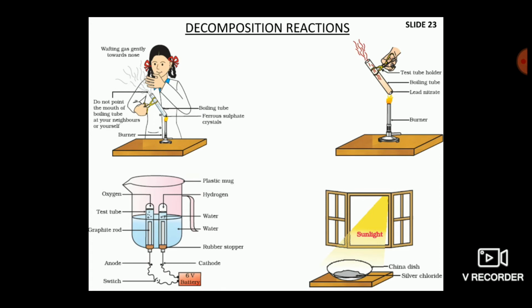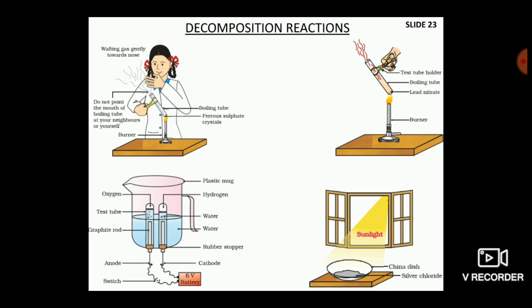Third figure depicts decomposition of water using electricity. Electrolysis of water. The apparatus setup is as shown in the figure. In the figure, we can find a plastic mug with two graphite electrodes immersed in acidulated water. Pure water is a bad conductor of electricity. Therefore, few drops of dilute sulfuric acid are added to the water to make water good conductor of electricity.